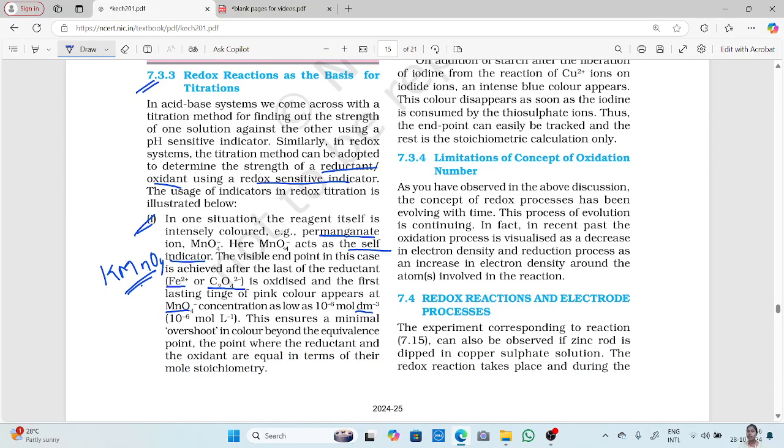So three methods we have seen. One, using a self-indicator, where the molecule itself acts as the indicator. Second, when you add an external indicator. Third, when you use iodine as an indicator.